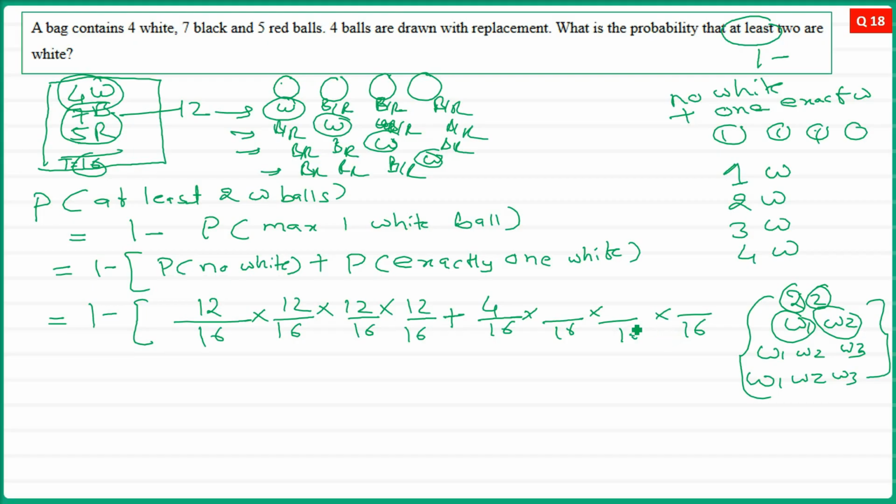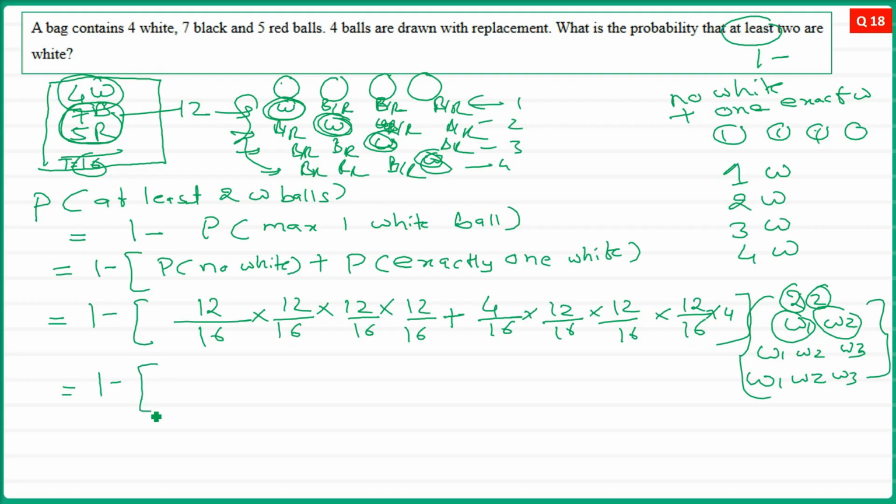Now all the other 3 which are coming from either black or red balls, and in all there are 12 red and black balls. Black and red, how many are there? 12. 12 by 16, 12 by 16, 12 by 16 because replacement is happening. But there is one more thing. I just told you that there are 4 arrangements here. White can be the first ball, second ball, third ball, fourth ball. So these are 4 arrangements to be precise. So multiply it by 4. So these are the permutations which we are interested in.